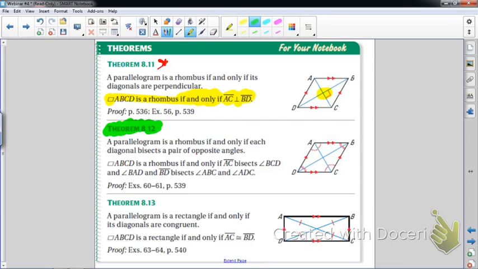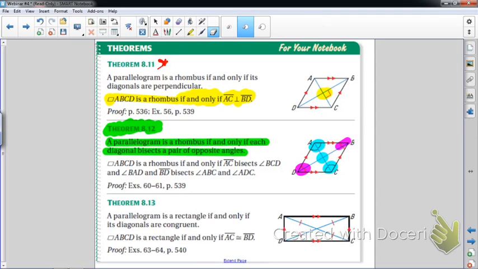Corollary 8.12 says a parallelogram is a rhombus if and only if each diagonal bisects a pair of opposite angles. So let's look at this really quick. We have 2 bisections here, as you can see, and opposite angles are then going to be congruent to one another. So easy to see.